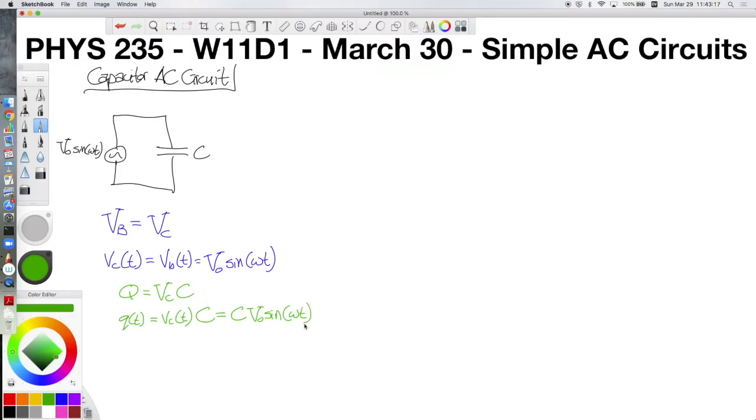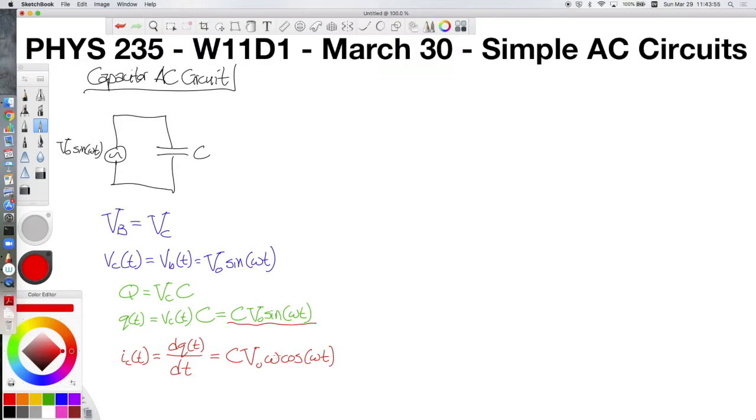Eventually we're going to need to know the current though, and we can find the current here by remembering that the current is just the rate of movement of charge. So current is literally the derivative of charge with respect to time. So we can take the derivative of this function right here, and we get our constants C and V0 stay out front, leaving a little room. Derivative of sine is cosine of omega t. Chain rule times the derivative of what's inside brings the omega out front.